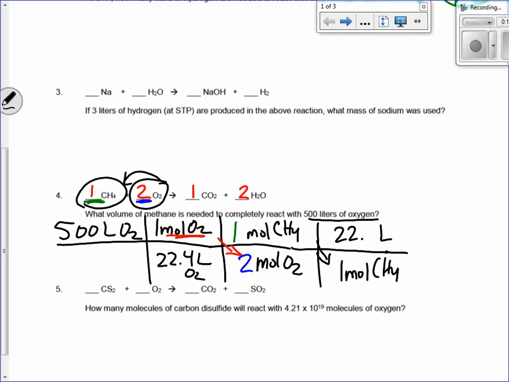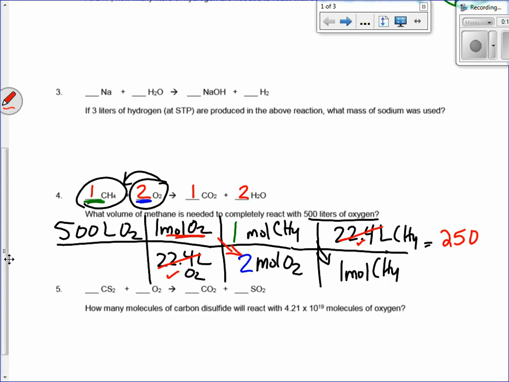22.4. This is kind of interesting. If I have 22.4 on the bottom and 22.4 on the top, what can I do to those? I can cancel them out, and I don't have to worry about calculating them. Yes, that's a nice little added tidbit. So basically, what does it end up being? 250 is our calculator answer.